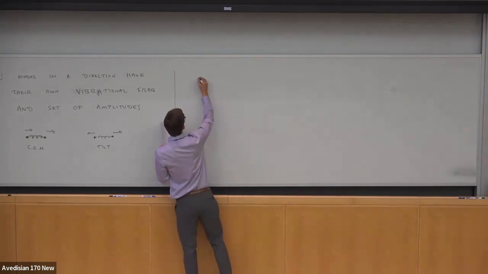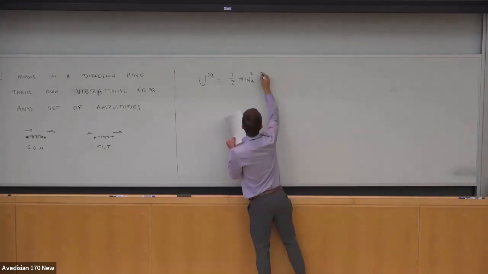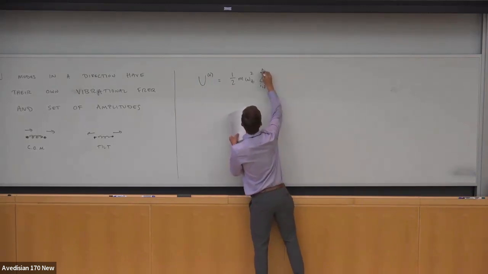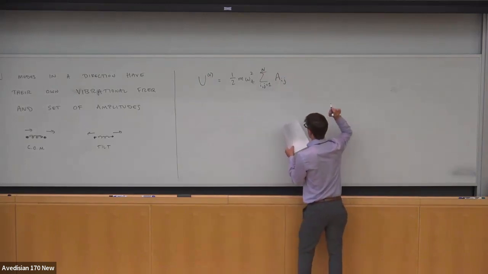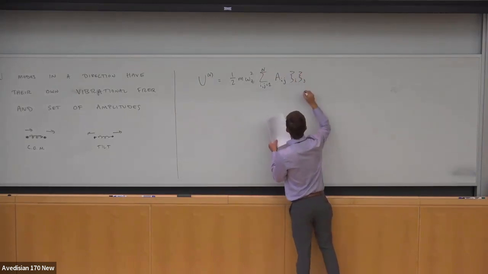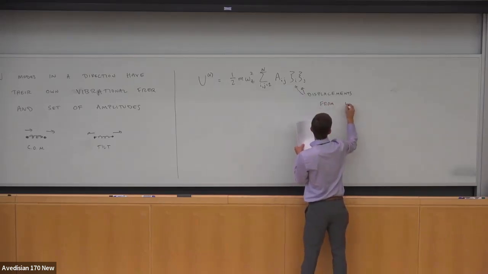Okay, so let me say that the potential, for instance, in the x direction is equal to 1/2 m omega z squared times the sum over indices i and j going from 1 to capital N of a number A sub ij, so this is a matrix element, times psi i psi j. And these psi's are displacements from equilibrium.